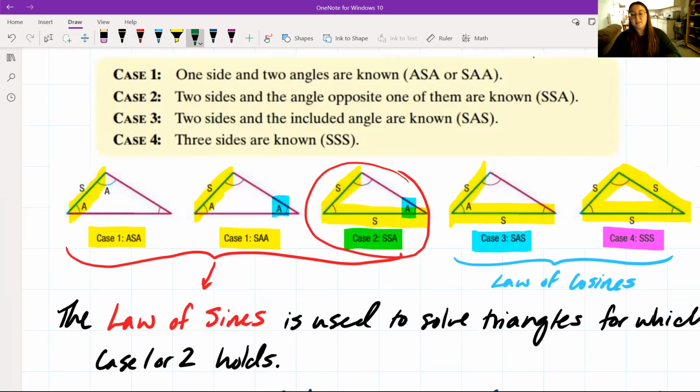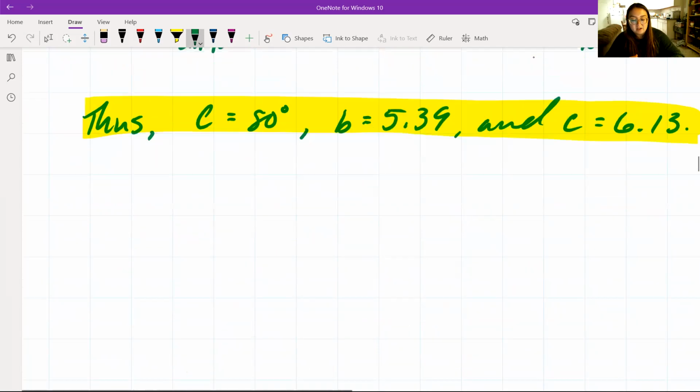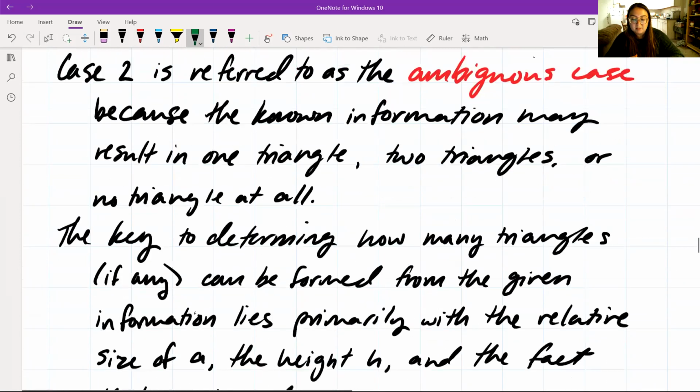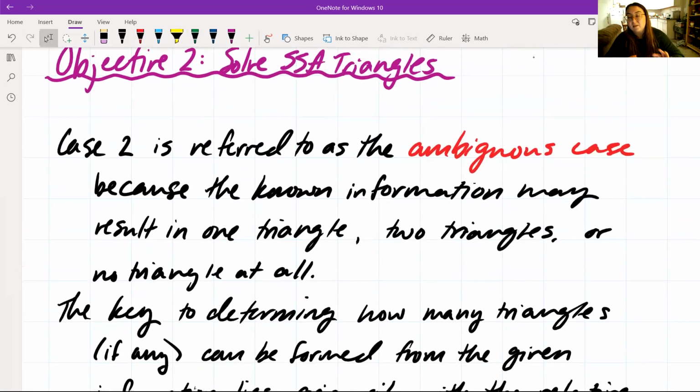So this ambiguous case is where two sides and the angle opposite one of them are known. Using this case, we can actually find either one triangle, two triangles, or no triangle at all. So a bit confusing and a little troublesome to decide when and where you'll end up with as many triangles.